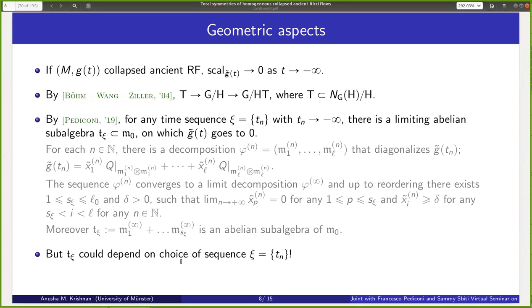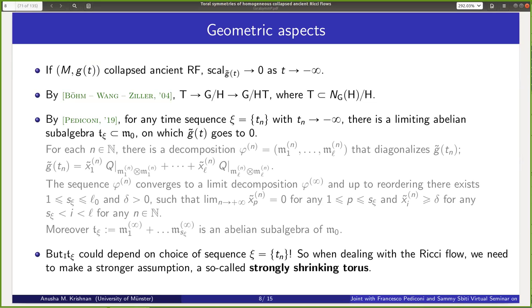So, I mean, geometrically, it could happen that this torus that is shrinking backward along the flow could be oscillating within the gauge group, depending on time. So we'd like a fixed torus, and when we are dealing with the Ricci flow, we need to make a stronger assumption, which we call a strongly shrinking torus. So let me say what that definition is.